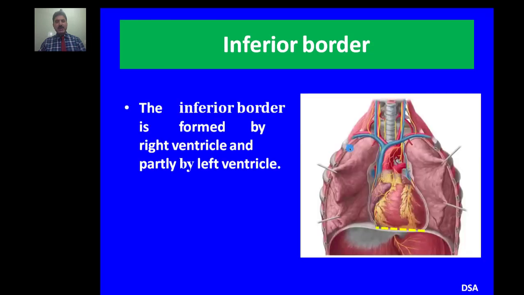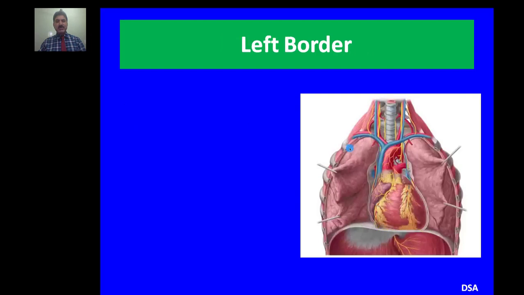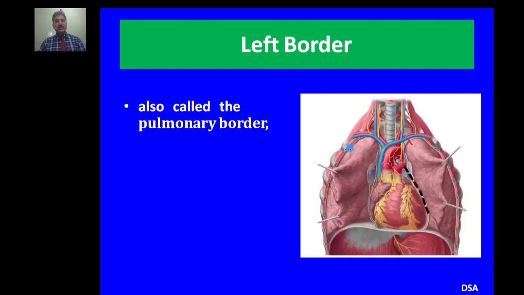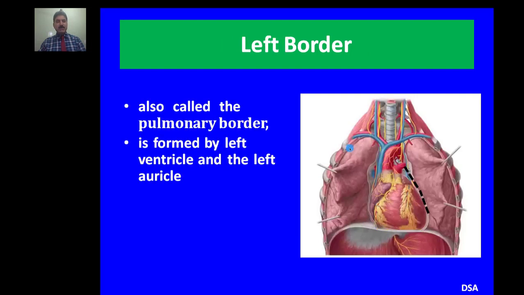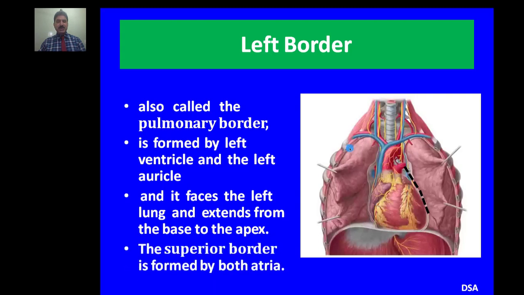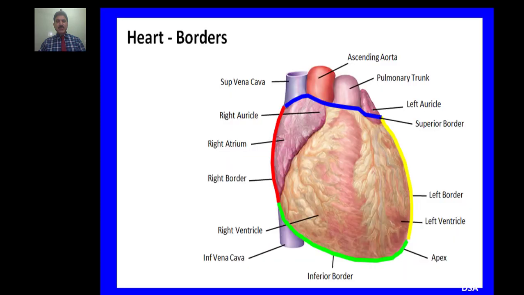The inferior border, as already said, is formed by right ventricle and partly by left ventricle, as shown by this yellow dotted line. It rests on the central tendon of the diaphragm. Left border of heart, also called the pulmonary border, is formed by left ventricle and left auricle, and it faces the left lung and extends from base to apex, as shown by this black dotted line. The superior border is formed by both atria.